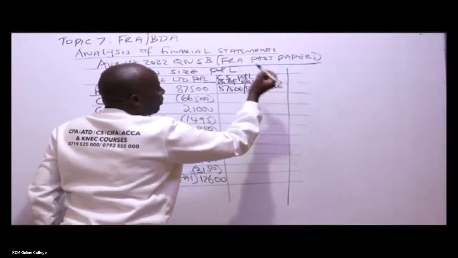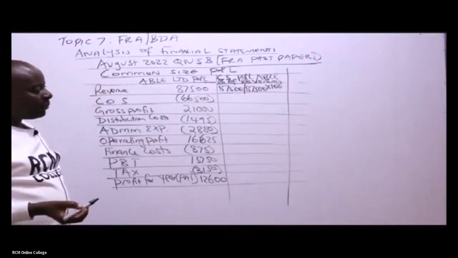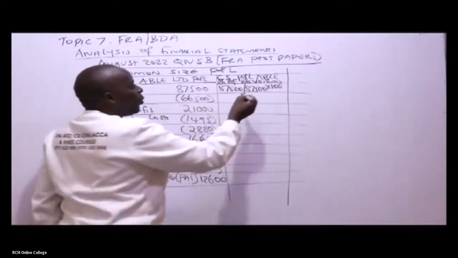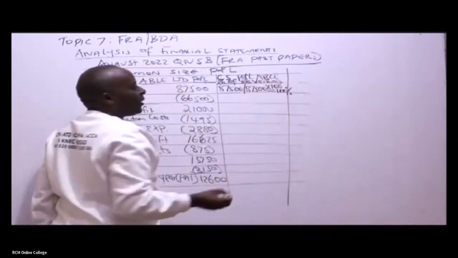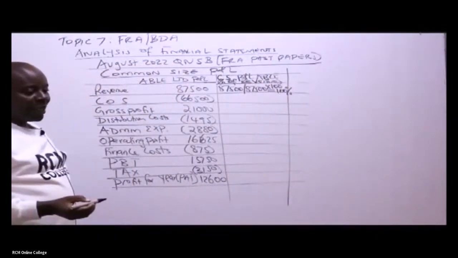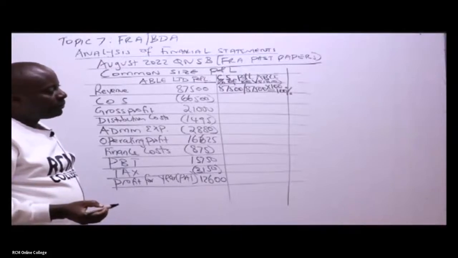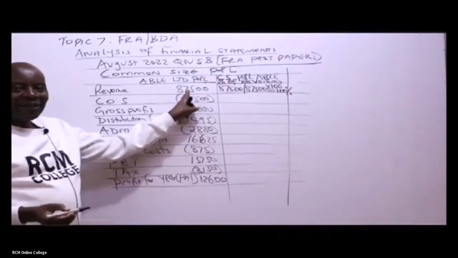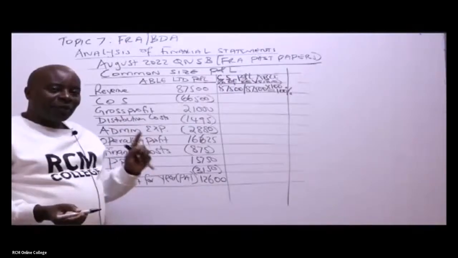Whatever I get, I multiply with 100. So of course, the first one will give me 100%, because you see the base revenue is 87,500. So all the numbers here will be divided by 87,500.